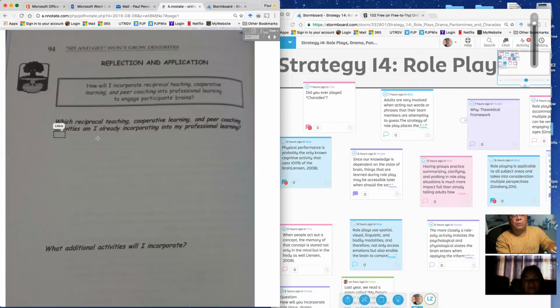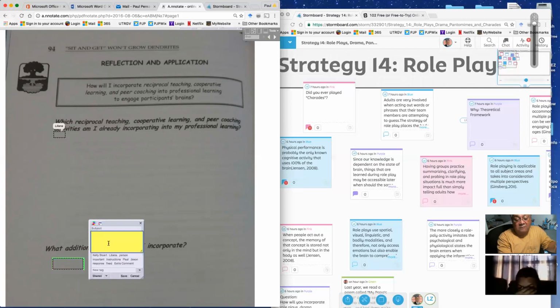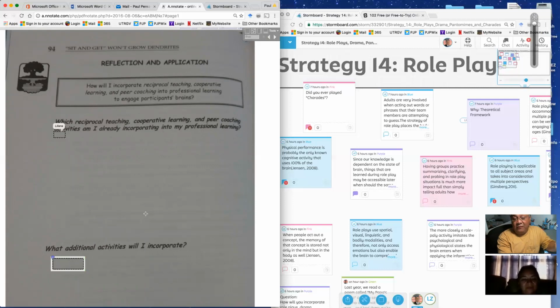which reciprocal teaching or cooperative learning and peer coaching activities am I already participating in my professional learning, or what additional activities will I incorporate? All you have to do, when you get to this page, is just click on it and start writing. You can put your name on it by adding a tag, and we can see it. Okay? I think this is a great annotating tool, collaborative online, which is what we're moving toward. This is a fantastic idea.